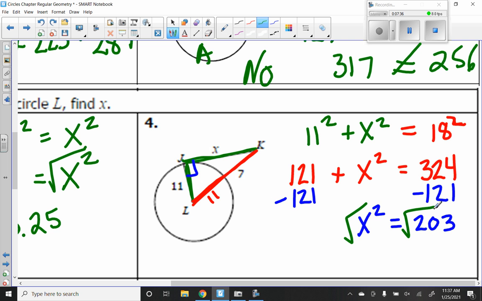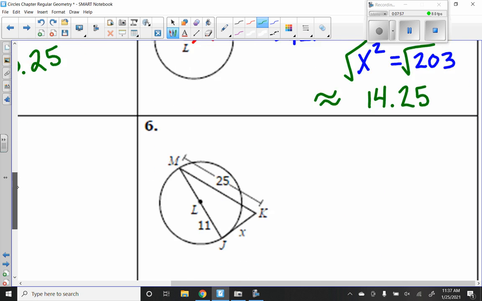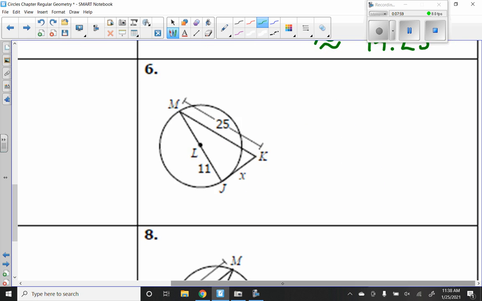Square root of 203. And we should get approximately 14.25 will work. That's fine. I rounded my second number at the 100 spot. Remember, this is a video, so you can pause and rewind if you need to, but I'm going to keep going. Looking at number 5.